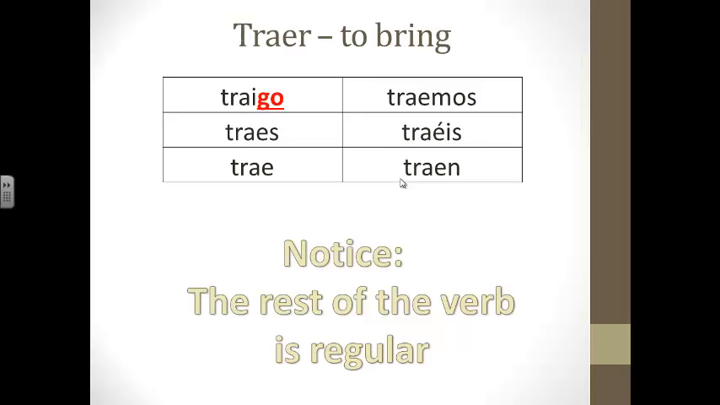Next verb, traer. Traer means to bring. It has an irregular yo. The rest of the verb is regular. ER verb, thus it has ER endings. Its conjugation, traigo, traes, trae, traemos, traéis, traen.